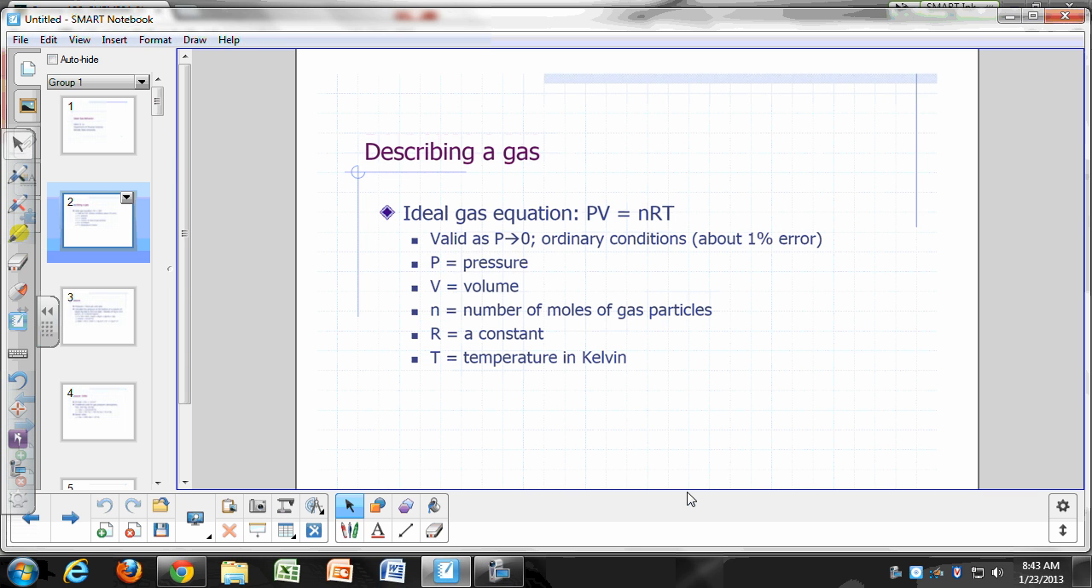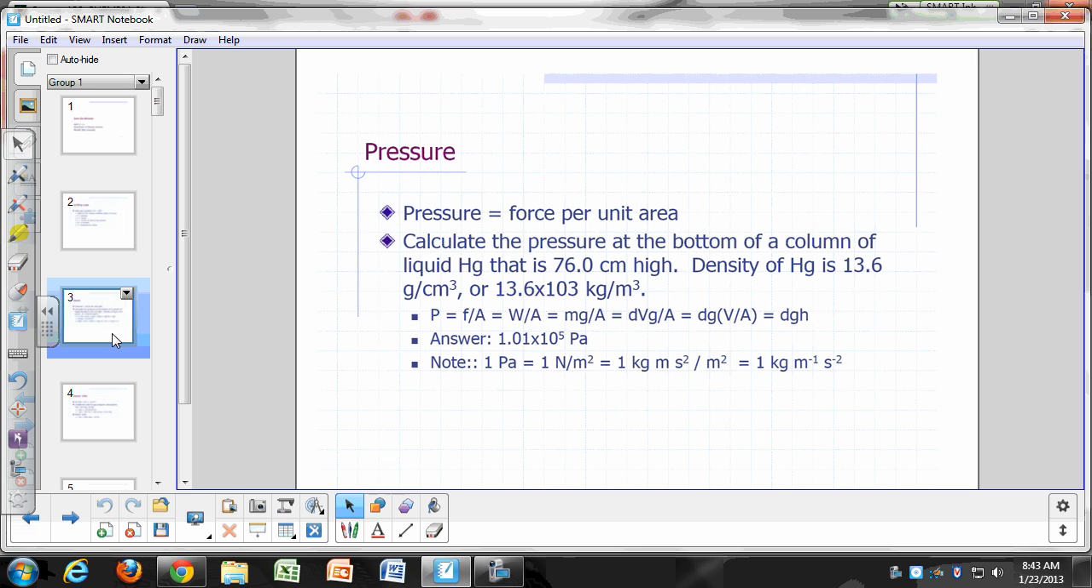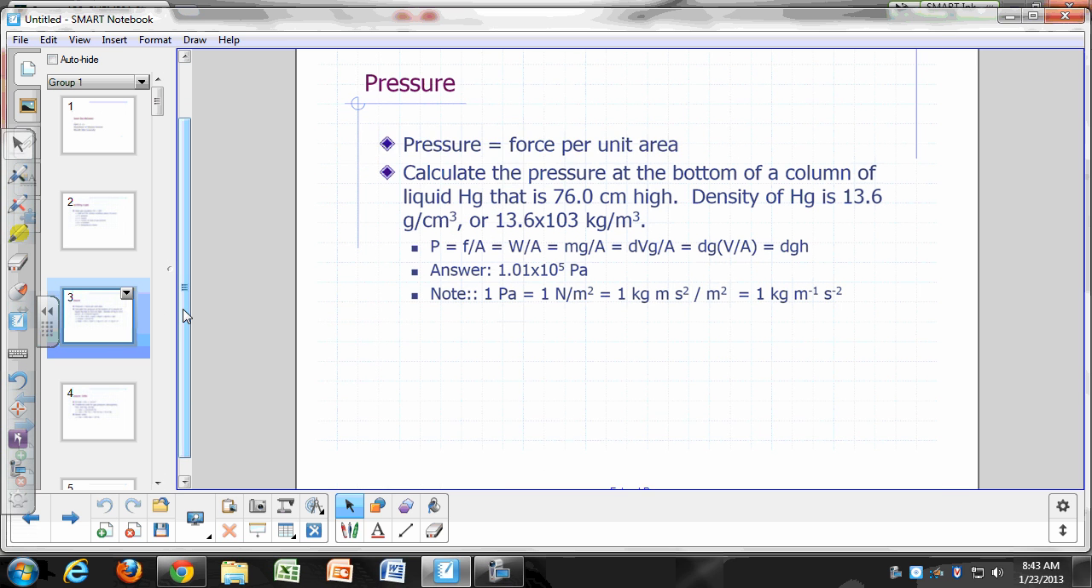Okay, so in this equation, P is pressure, V is volume, n is the number of moles of gas particles, R is a constant, and the temperature is in Kelvin. Now, the unit for R depends on what units you use for your pressure, volume, and temperature. So first of all, let's talk about pressure. Pressure is defined as force per unit area.